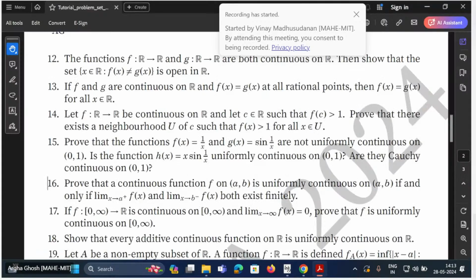Question number 13. If f and g are continuous on R and f(x) equals g(x) at all rational points, then f(x) equals g(x) for all x belonging to R. So how to solve it? Obviously sequential criteria, but I will recommend you to solve this question using question number 12. How to use question number 12 to solve this problem?